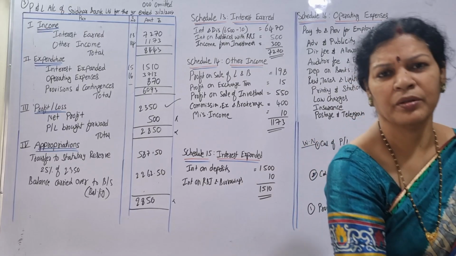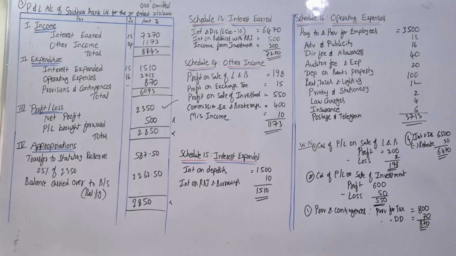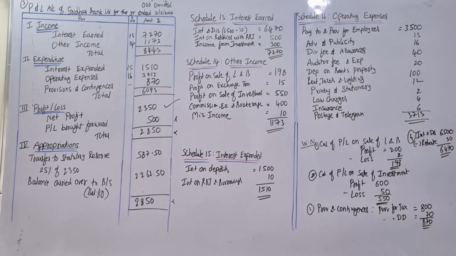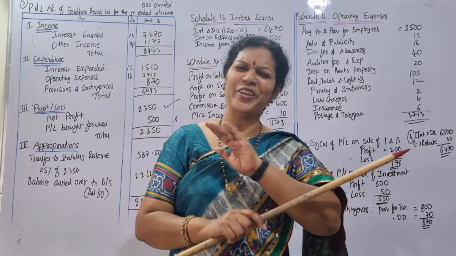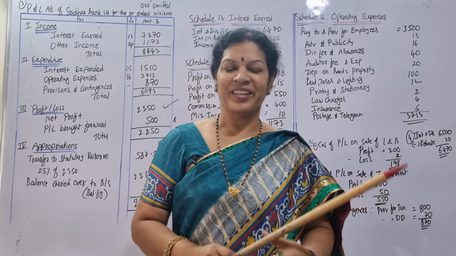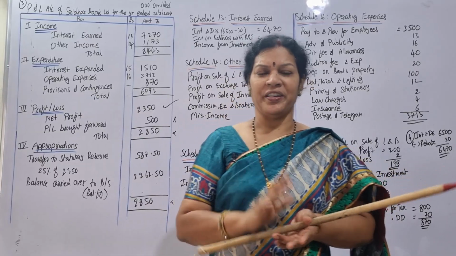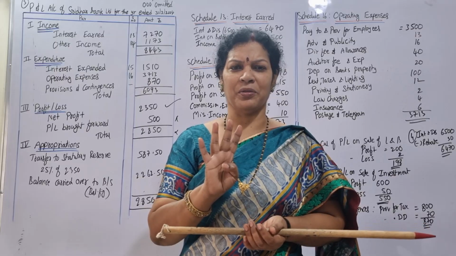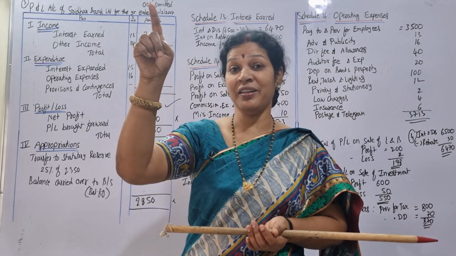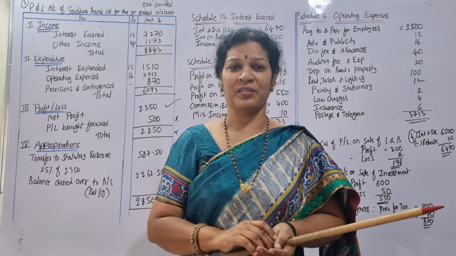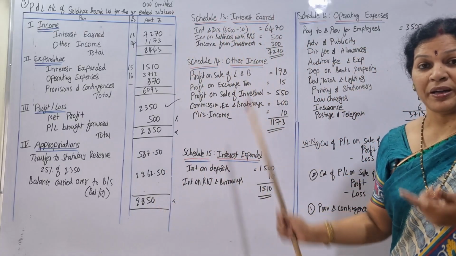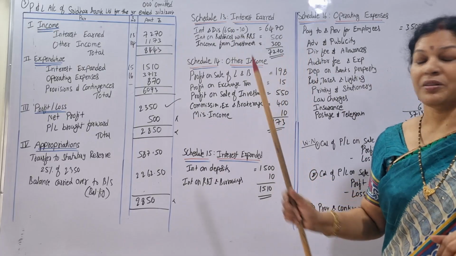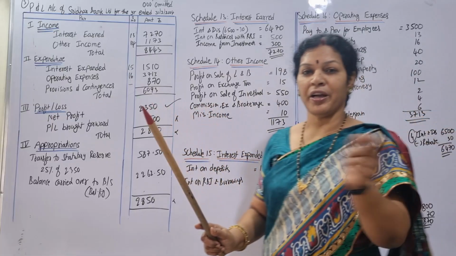Am I clear? Problem is very simple. First take a screenshot, then I'll explain it once again. If you understand this problem, any profit and loss account problem you can work out. Simple, each and every item you have to identify. We have only 4 schedules compared to the balance sheet, where we had 12 schedules. Interest earned, other income, interest expended, operating expenses, only 4. So keep these headings and identify each and every item.